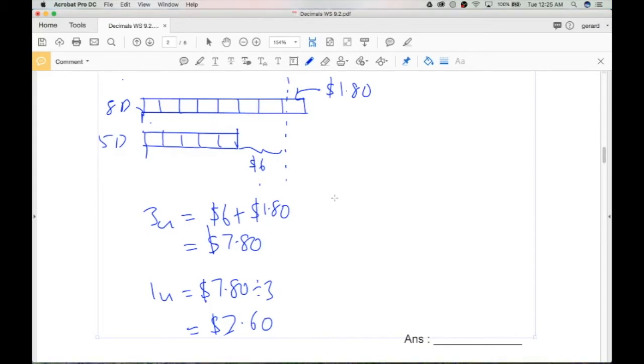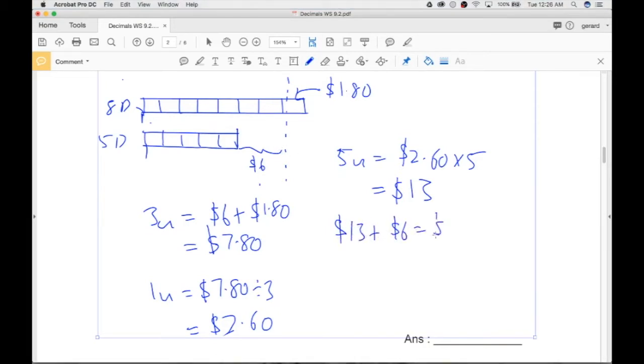Alternatively, you can find how much 8 durians cost, then we can minus off the 180. Same thing. Alright, but of course I'll try to do it the easier way. I'll just find 5 units, which equals $2.60 times 5, which equals $13. So $13 plus the $6 that he had left equals $19. So the answer here will be $19.